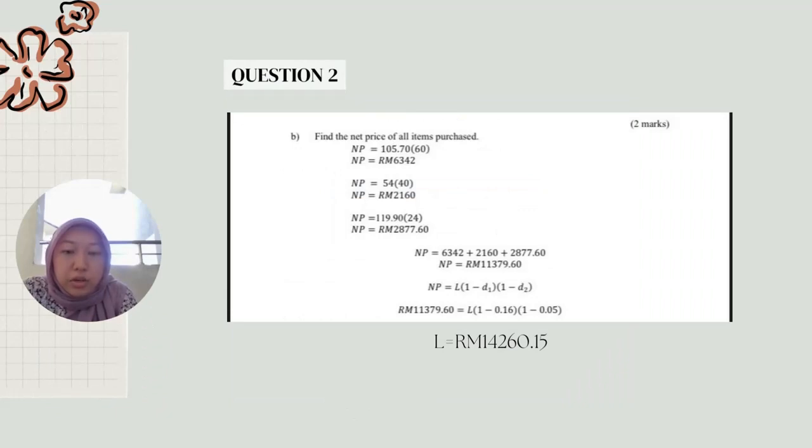Question B. Find the net price of all items purchased. The formula for net price is NP = L(1 - D1)(1 - D2). So we substitute all the information into this formula. So the answer is 40,260 and 50 cents.